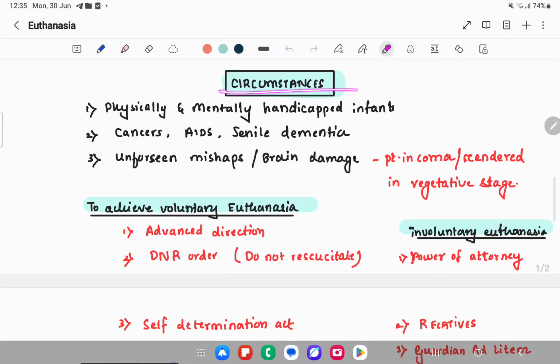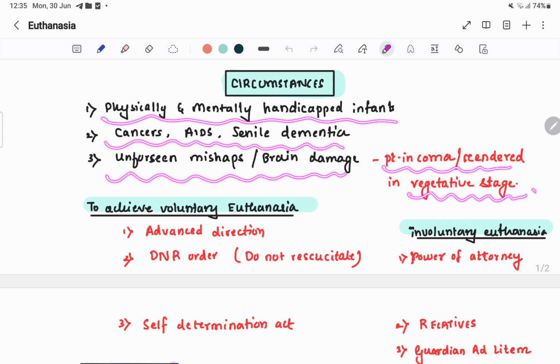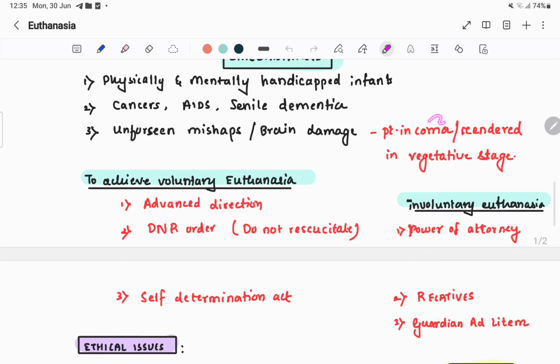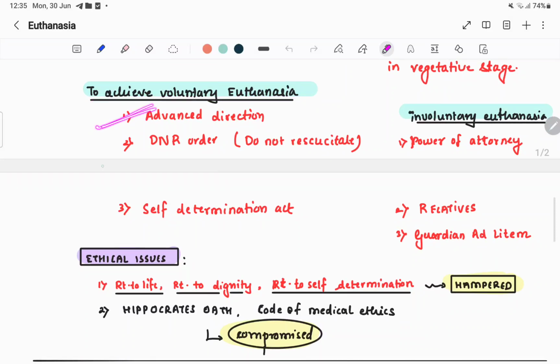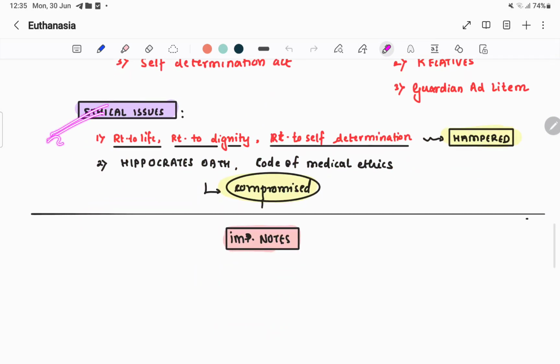Circumstances. In what circumstances do you need euthanasia? Physically or mentally handicapped patient, cancer, AIDS, senile dementia, unforeseen mishap, brain damage, patient in coma or in a vegetative state for many years. A person rendered in a vegetative state for 30 years is just leading to suffering, nothing else. To achieve voluntary euthanasia: advance directive, DNR order, that is do not resuscitate, and the self-determination act. For involuntary euthanasia, power of attorney, relatives and guardian can also give authority.